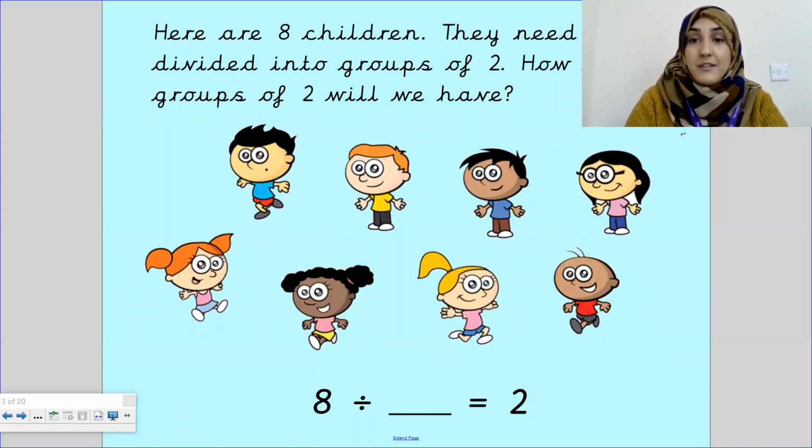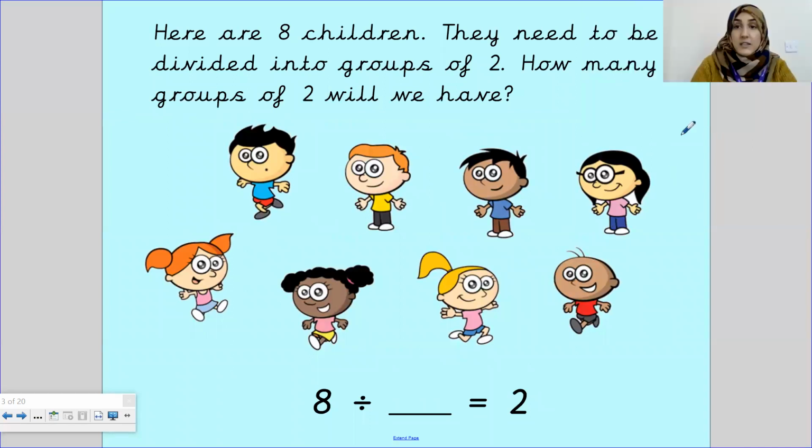Okay, I'm going to have to make myself very small for this so you can see the question. Okay, here are 8 children in front of you. They need to be divided, or that means shared equally or grouped, into groups of 2. So I need 2 children in each group. When it says groups of, that is telling you how many objects or how many children or how many things need to be in one group. So into groups of 2. How many groups of 2 will we have?